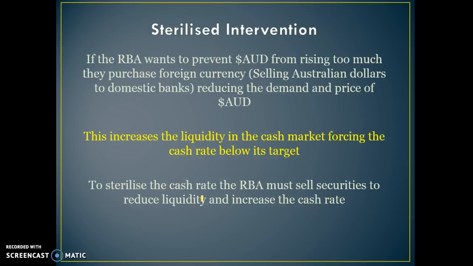If the RBA wants to prevent the Australian dollar from rising too much, they purchase foreign currency, and so they sell Australian dollars. This is when the RBA wants to depreciate the value of the dollar. But by selling off the Australian dollar to the banks, that will increase the liquidity of the banks. So if the RBA wants to depreciate the value of the dollar, they would be selling off Australian currency to the banks and purchasing foreign currency.